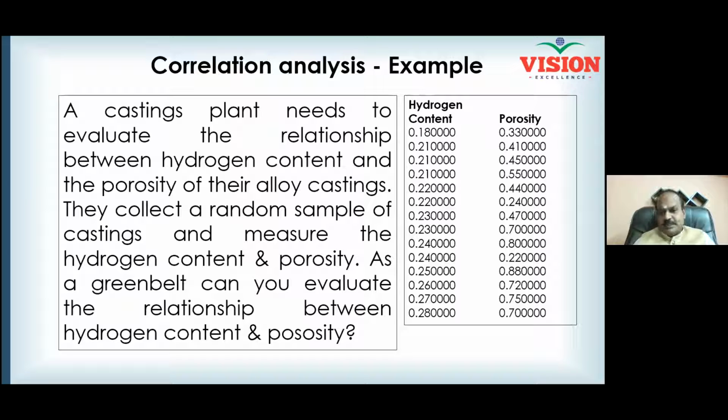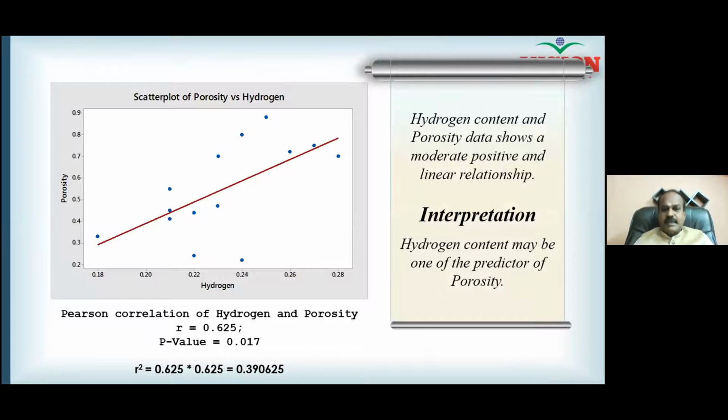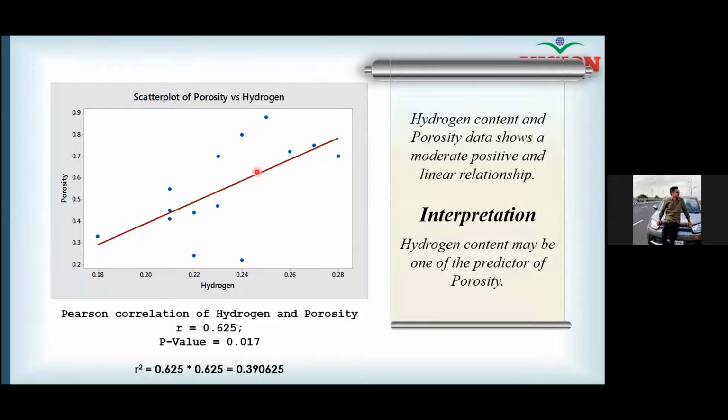Now tell me which is the X variable and which is the Y variable here. Hydrogen content is the X variable and the porosity is the Y variable. So I am plotting a scatter diagram. When you plot the scatter diagram, what do you understand? Is it a positive correlation or negative correlation? Strong or weak? Positive weak. Positive weak correlation.